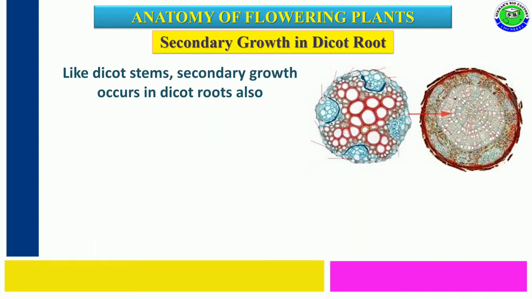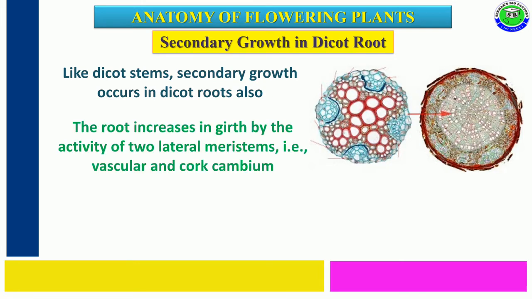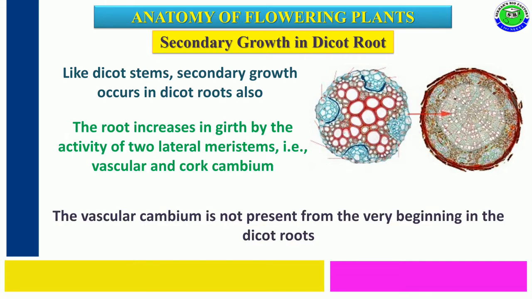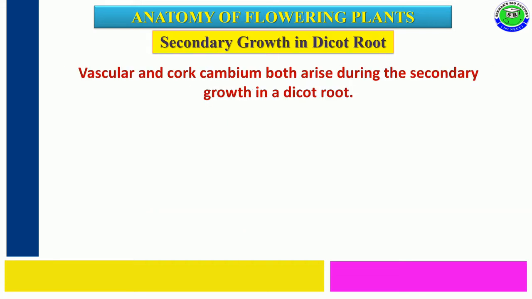Like the dicot stem, secondary growth occurs in the dicot root also. At this time, the root increases in girth by the activity of two types of lateral meristem: the first is vascular cambium and the second is cork cambium. The vascular cambium is not present from the beginning in the dicot root; both vascular and cork cambium arise only during secondary growth.